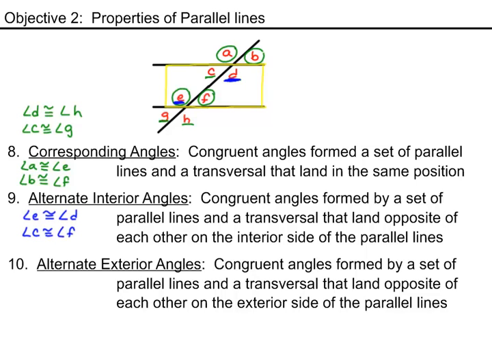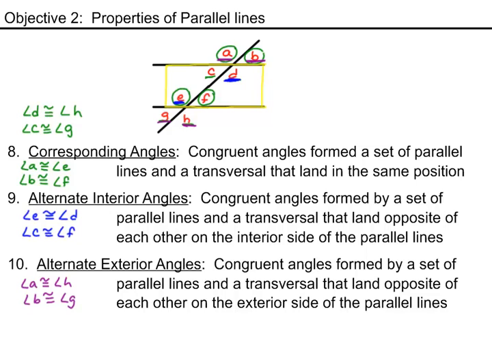Exterior means the outside. So now I've got angle A, and I want to go to the outside of my box. The opposite side is H. Angle A is congruent to angle H, and the other side is B and G. Angle B is congruent to angle G.